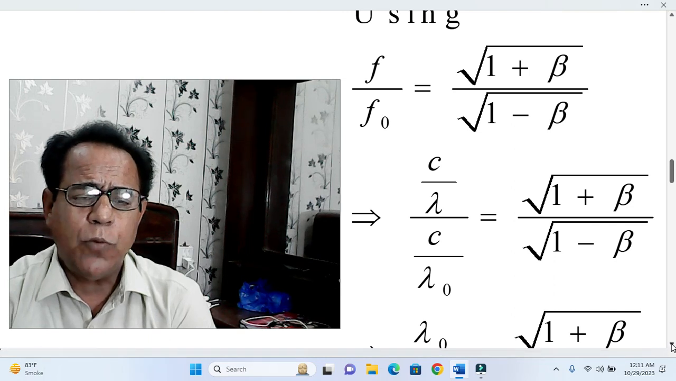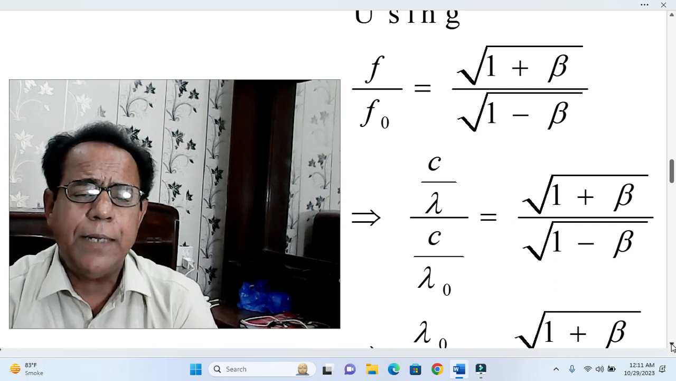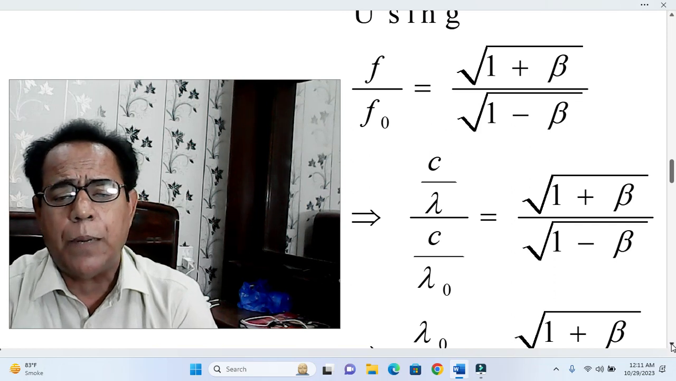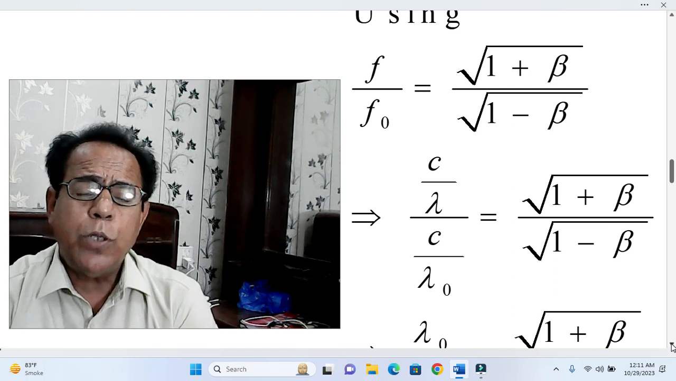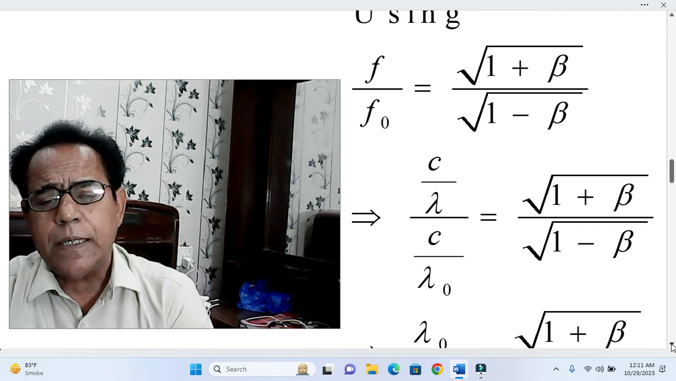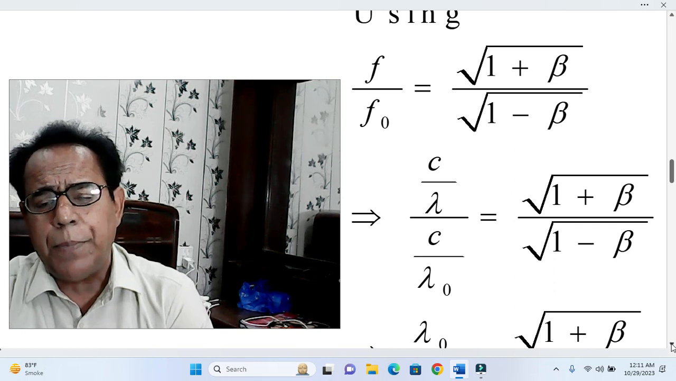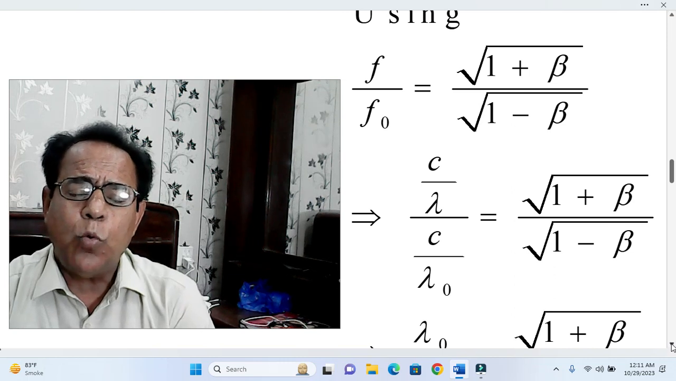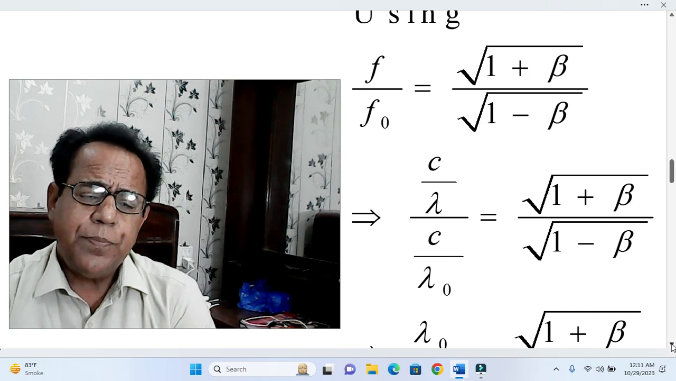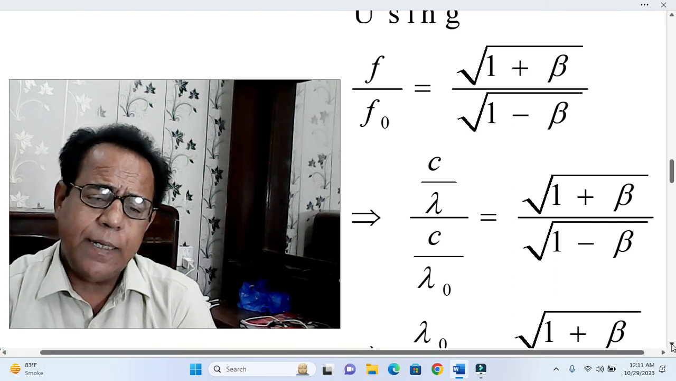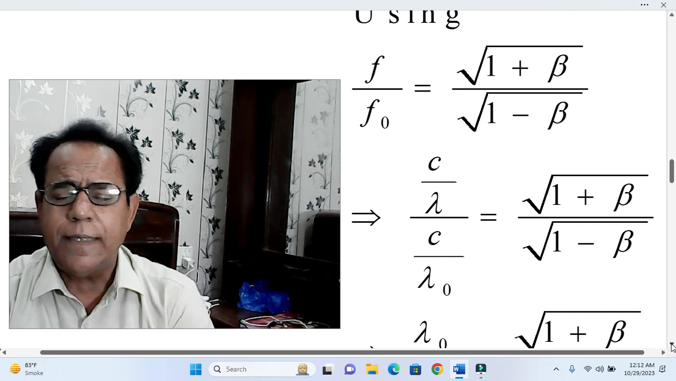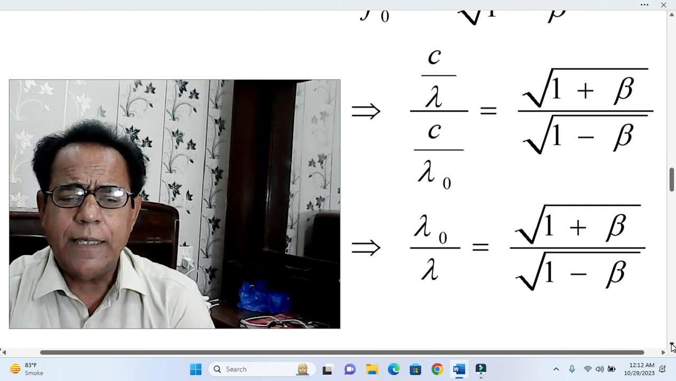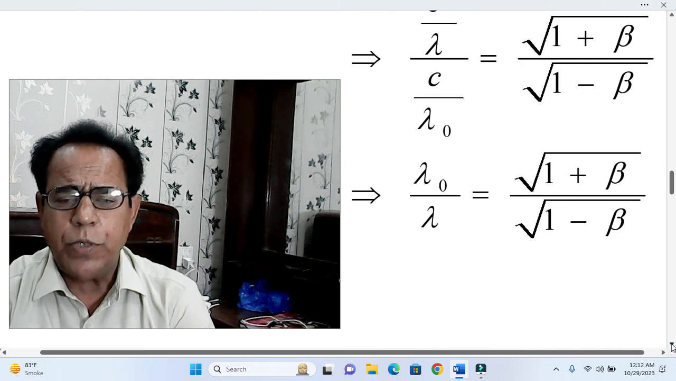So in place of f we will put c over lambda, and in place of f naught we will put c over lambda naught. Here, dear students, c will be cancelled with c, because it will be considered as c over lambda multiplied by lambda naught over c. The denominator factor will be reverted and shifted to the numerator, and hence c will be cancelled. We will get lambda naught over lambda equal to this.